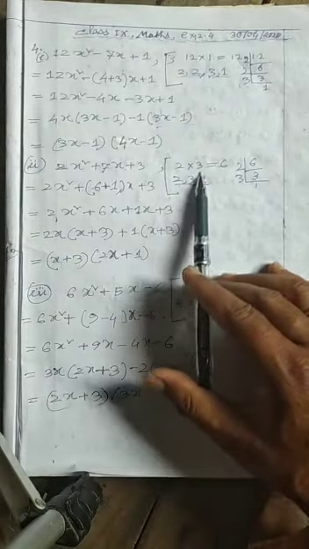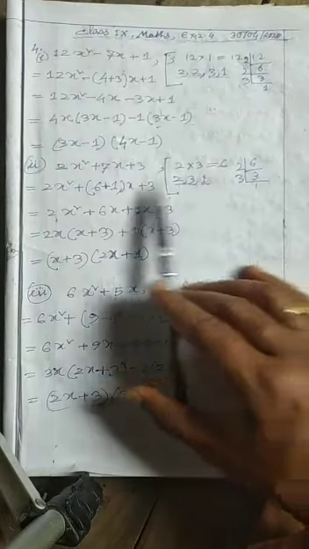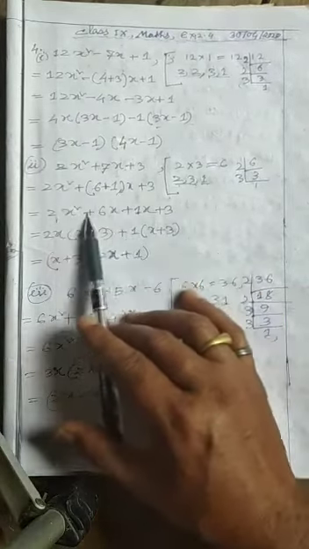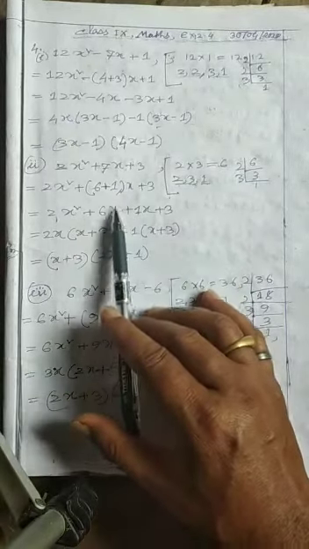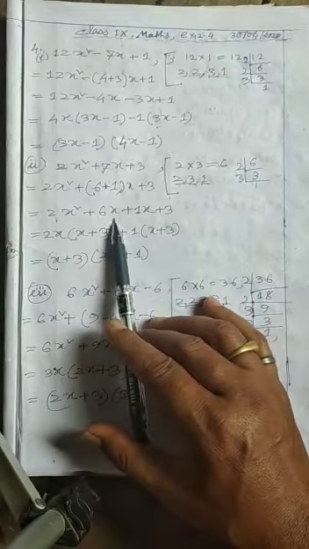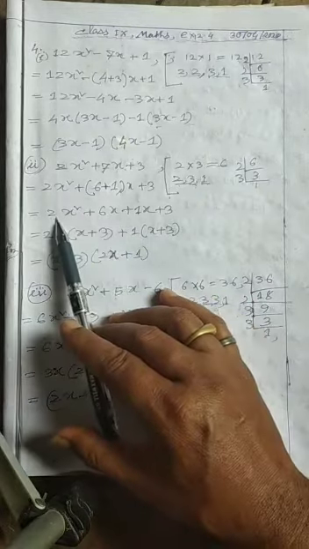2 times 3 is 6 and this one is 1. 6 plus 1 equals 7. Here you write 6 plus 1. Twice x square plus 6x plus 1x plus 3. From these two terms, whatever you can take common, you see.